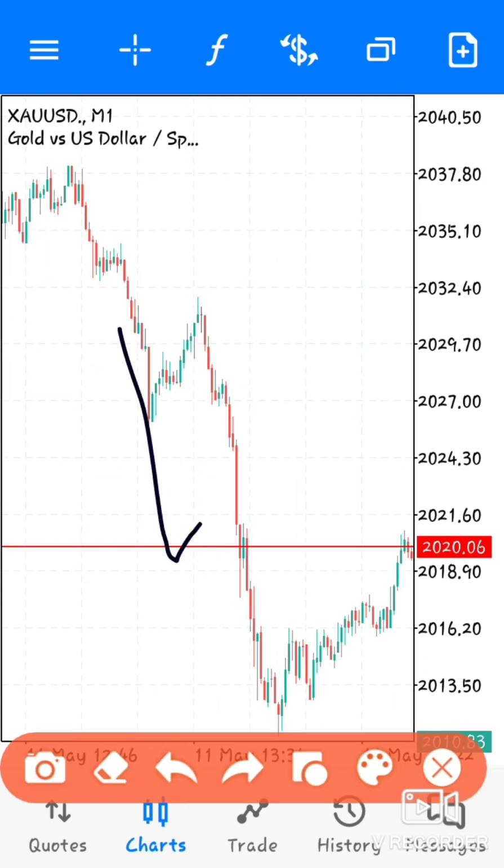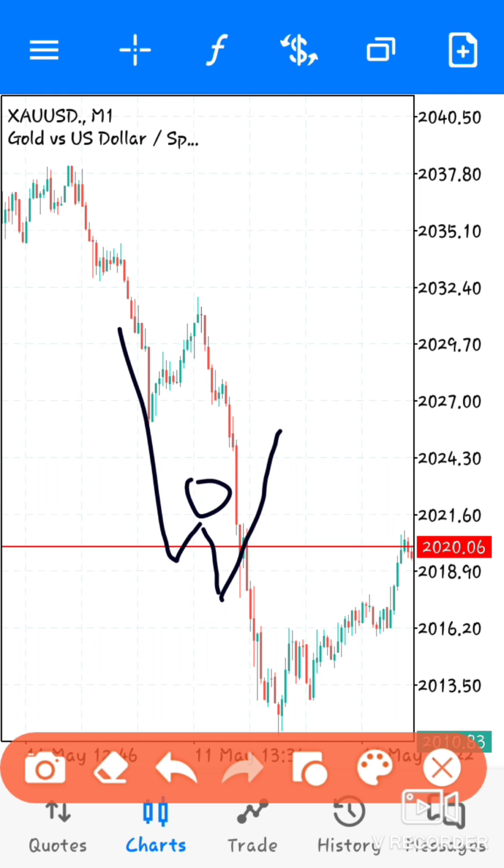You see price create a trap here for sellers to believe that price is in a downward trend, that it will still continue. Then all of a sudden you see them come back, take off the liquidity here.